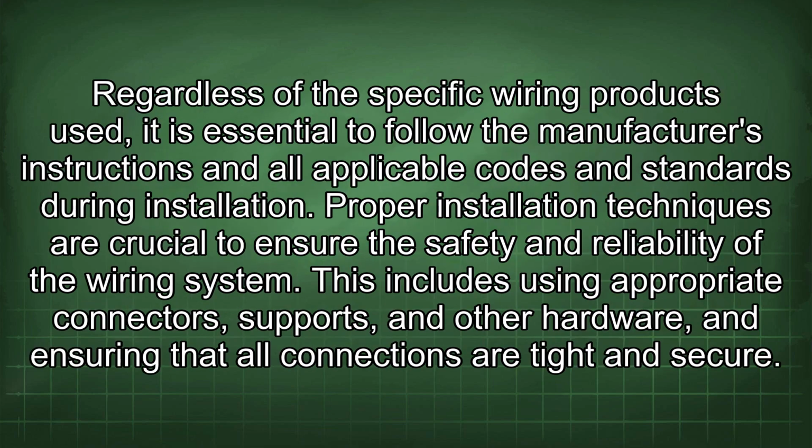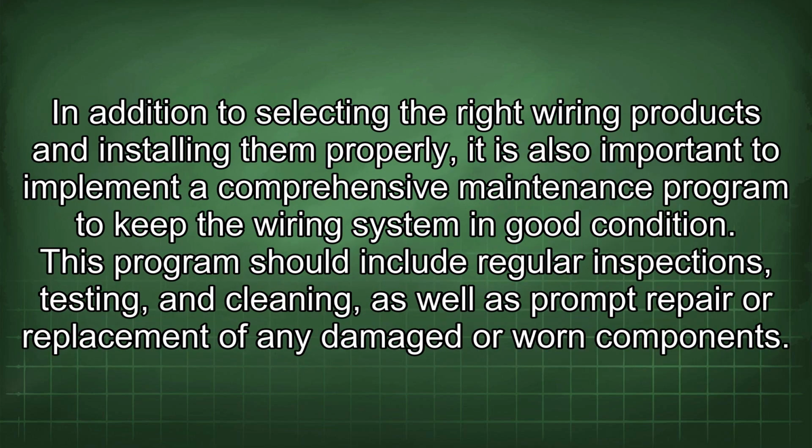Regardless of the specific wiring products used, it is essential to follow the manufacturer's instructions and all applicable codes and standards during installation. Proper installation techniques are crucial to ensure the safety and reliability of the wiring system. This includes using appropriate connectors, splices, and other hardware, and ensuring that all connections are tight and secure. In addition to selecting the right wiring products and installing them properly, it is also important to implement a comprehensive maintenance program to keep the wiring system in good condition.